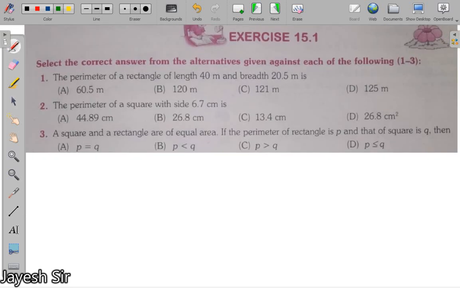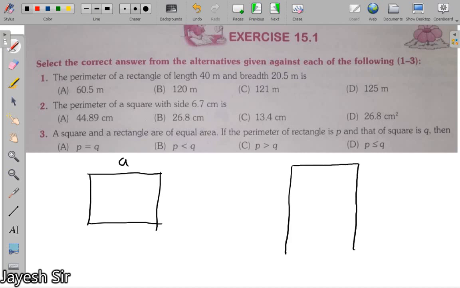Now third question. The square and a rectangle are of equal area. Let me draw the diagram for you. We have a square. Side of the square is A, and a rectangle with sides B and L.